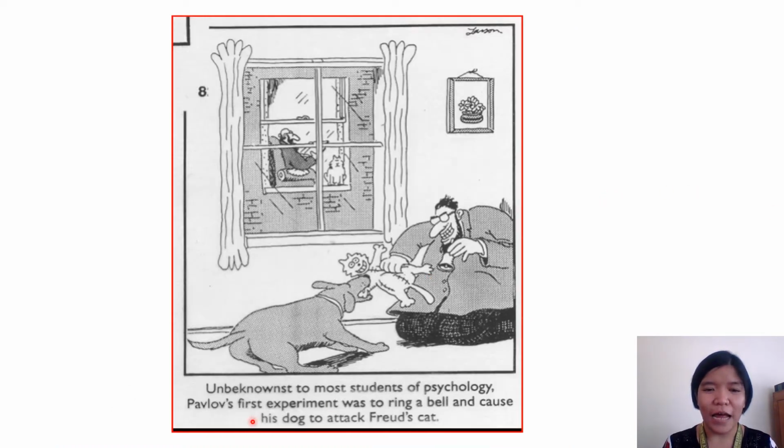Another one here. Unbeknownst to most students of psychology, trivia: Pavlov's first experiment was to ring a bell and cause his dog to attack Freud's cat. How did he do it? Let us see how he does this with his experiment.